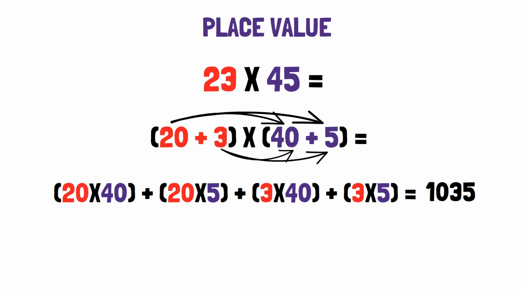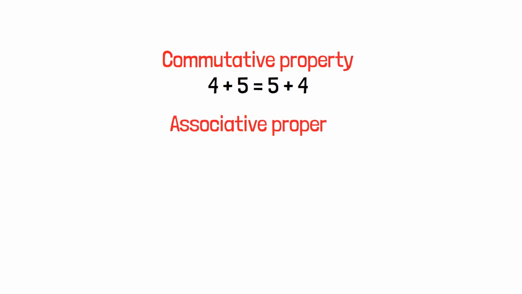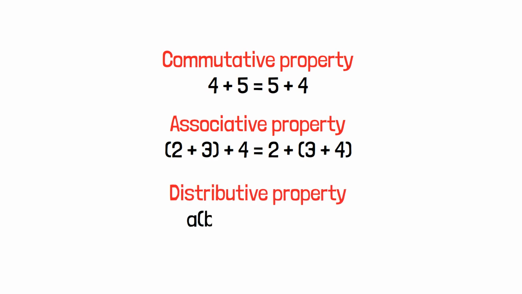overall number sense. Moreover, teaching students to connect number and algebraic thinking through properties of operations builds both number sense and procedural fluency. Properties, such as the commutative property, 4 + 5 = 5 + 4, associative property, (2 + 3) + 4 = 2 + (3 + 4), and distributive property, A times (B + C) = A times B + A times C, allow students to manipulate and understand numbers in flexible ways. This flexibility is crucial for solving problems efficiently and understanding more complex mathematical concepts later on.